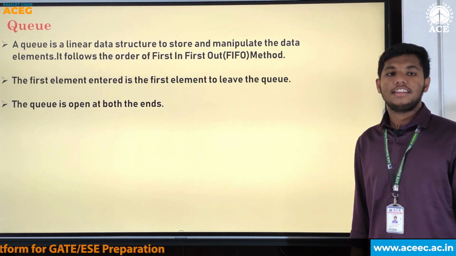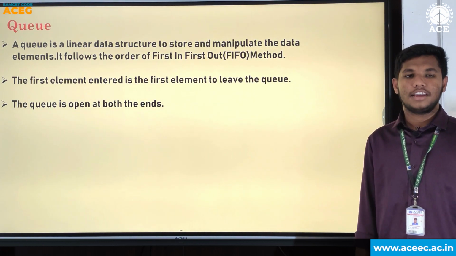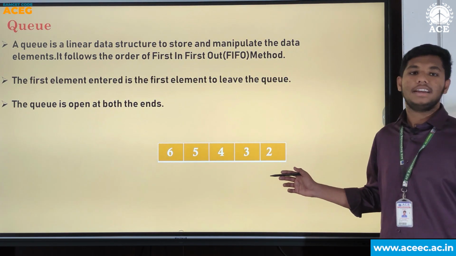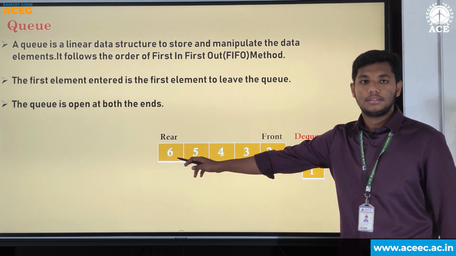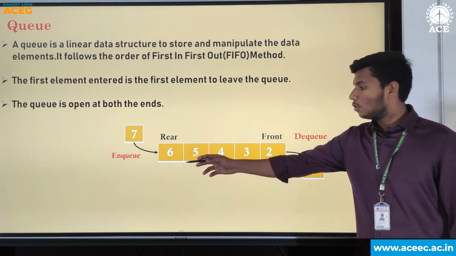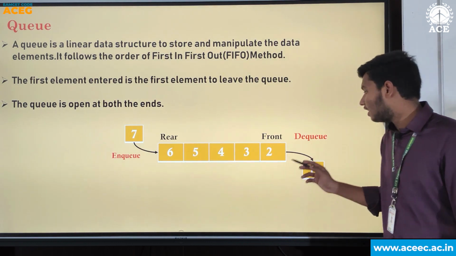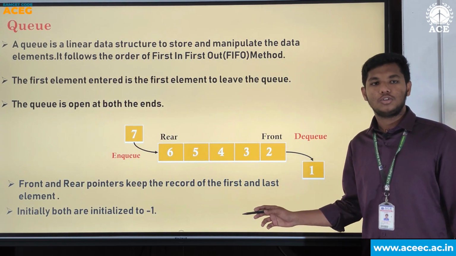Next data structure is queue. Queue is a linear data structure where the elements are stored on the principle of first in first out, in which the first inserted element can be deleted first. This is the mathematical representation of queue, where rear points to the first inserted element and front points to the last inserted element. Inserting an element in a queue is called NQ and deleting an element in a queue is called DQ. Initially both front and rear are initialized to -1.